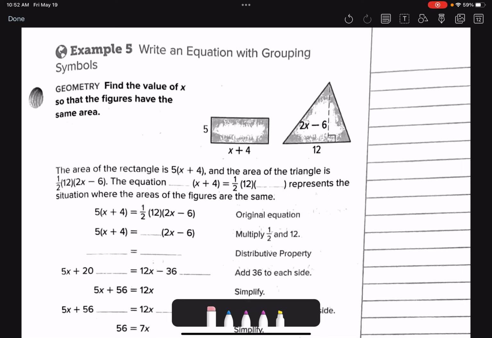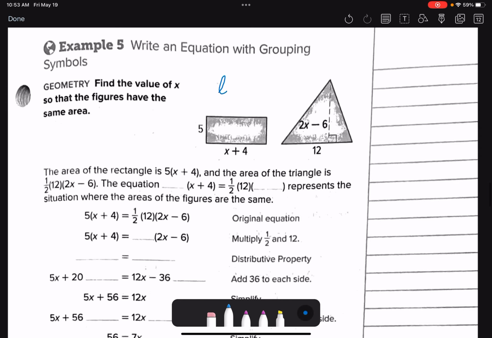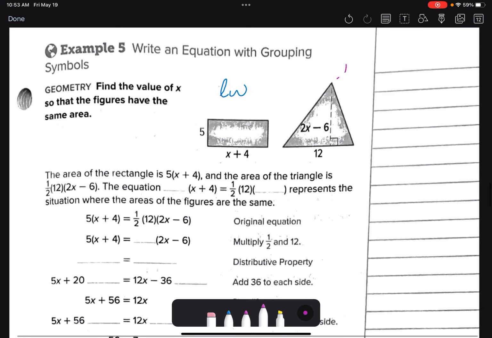And so if you don't remember, area of a rectangle is length times width, but area of a triangle is 1/2 times base times the height. So those formulas are different. And it's saying here in this problem, based on these shapes here, that the area for each of them is the same. So this is length times width. And then this one is 1/2 base times height.